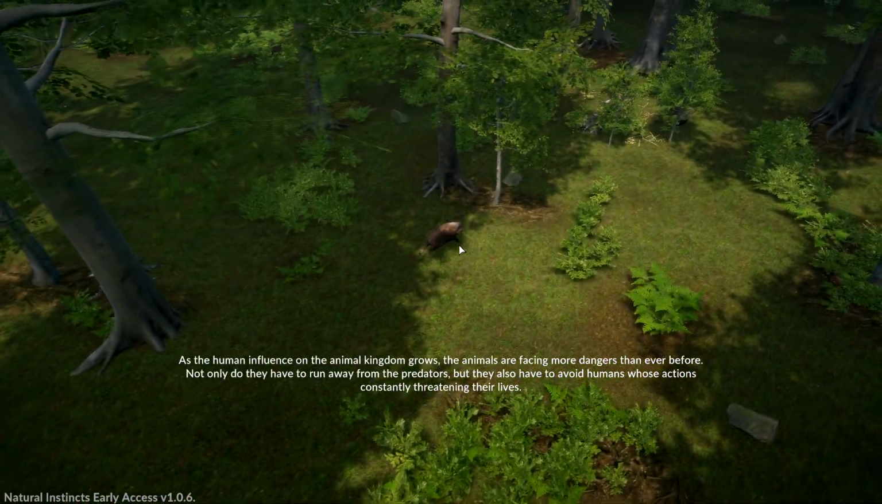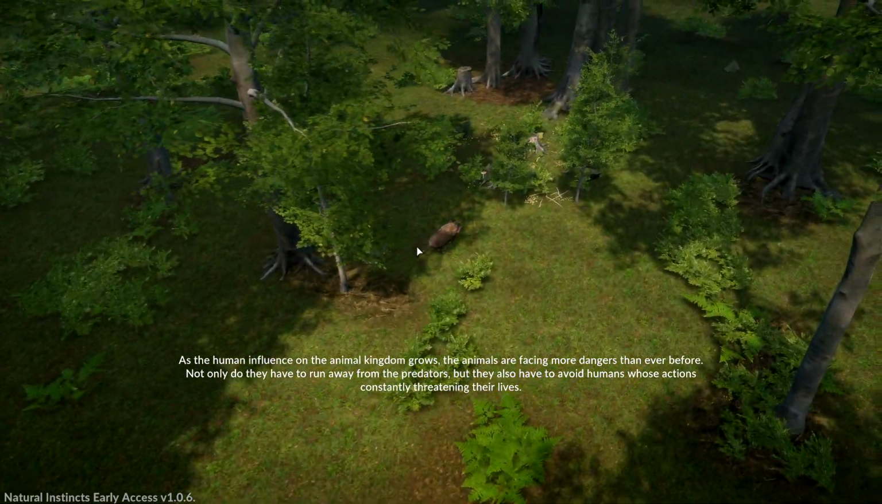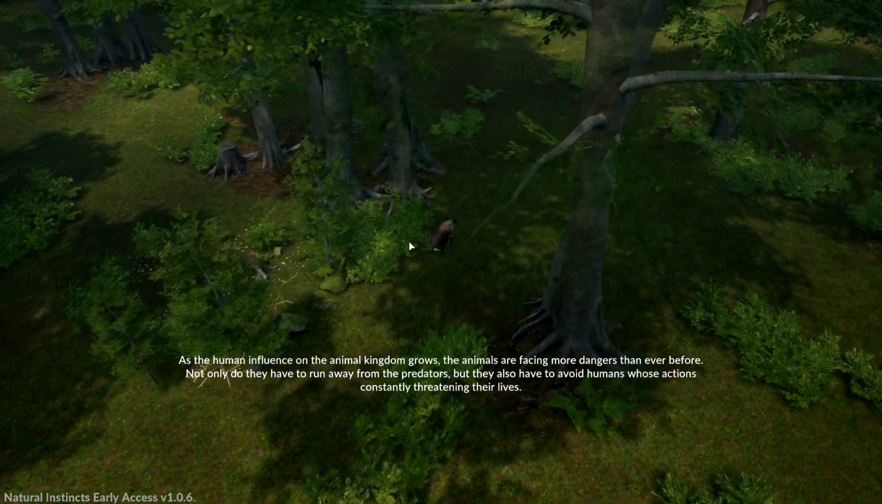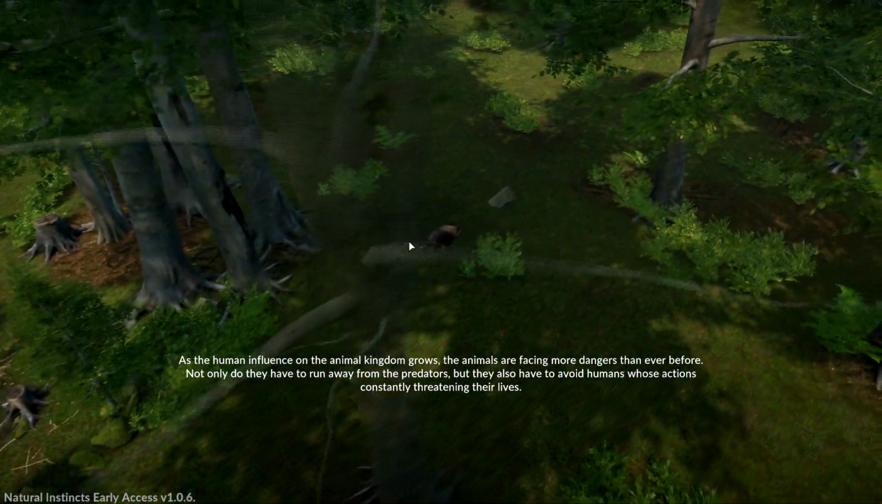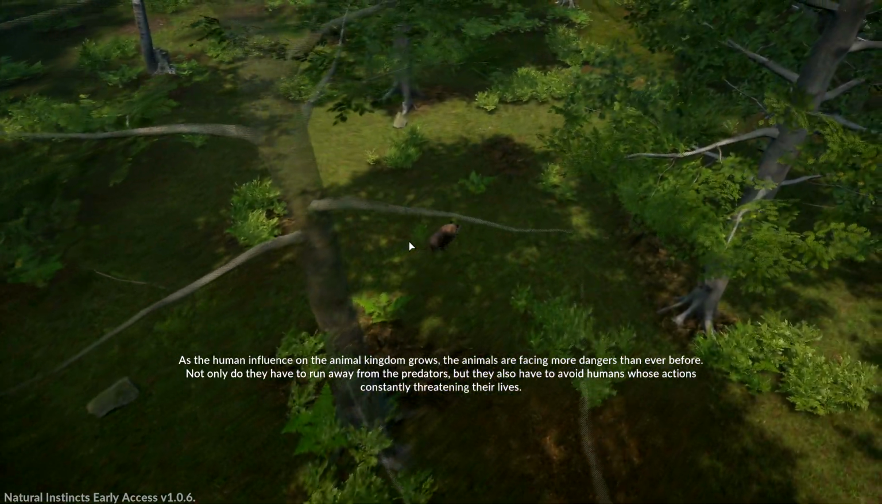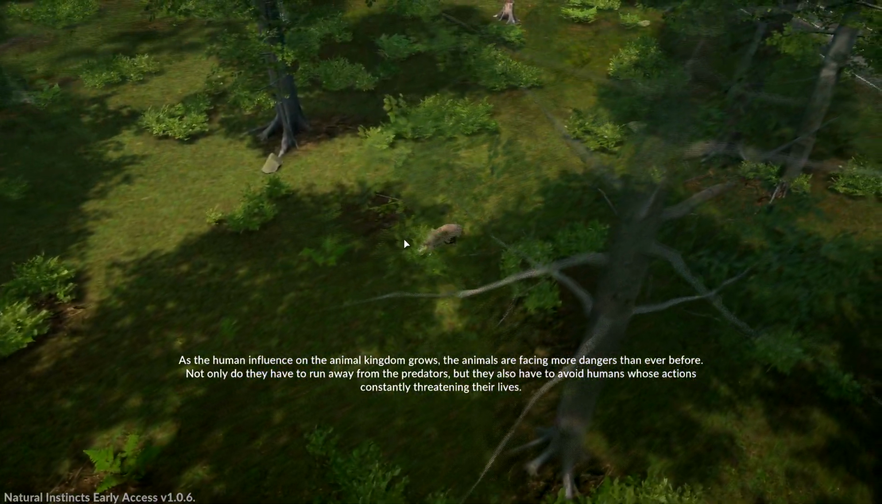As the human influence on the animal kingdom grows, the animals are facing more dangers than ever before. Not only do they have to run away from the predators, but they also have to avoid humans whose actions are constantly threatening their lives.